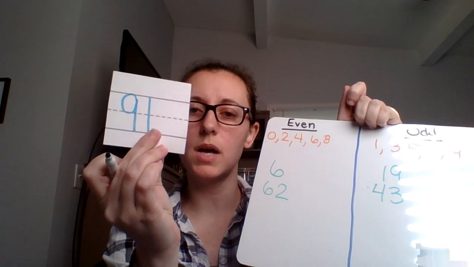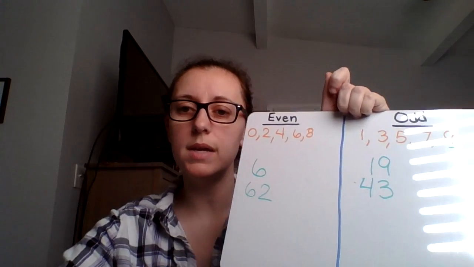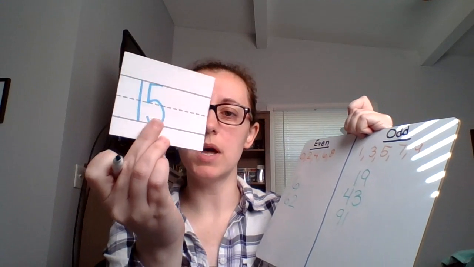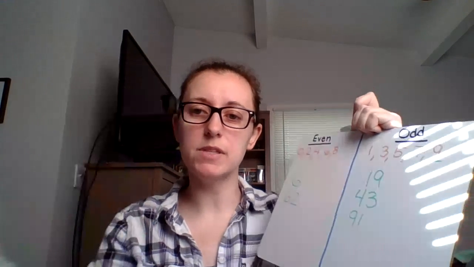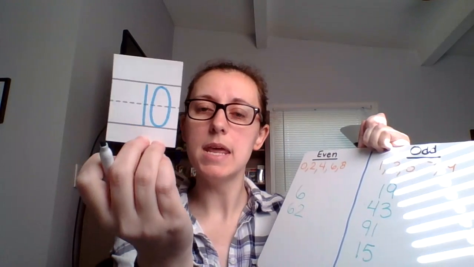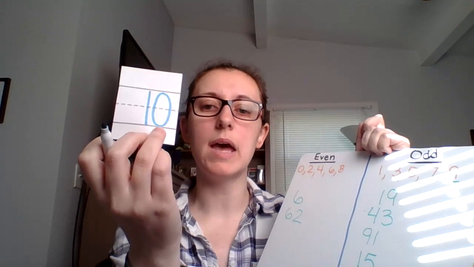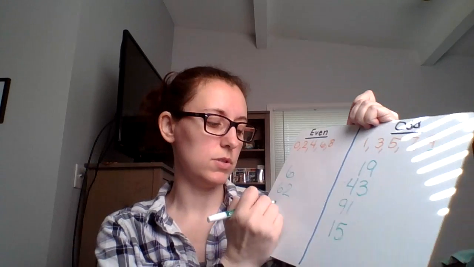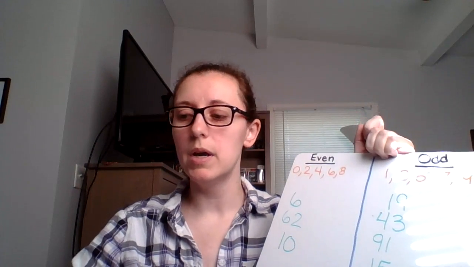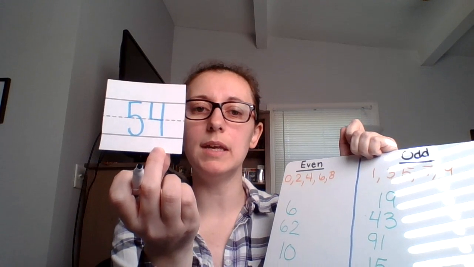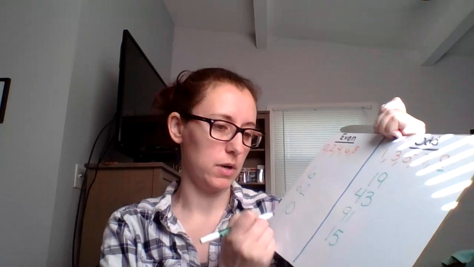91. We look at the ones column, which is the 1, and 1 is an odd number. 15. Looking at the ones, which is the 5. 5 is an odd number, so 15 is odd. 10. Again, remember we said that it ends in a 0. So 0 is even. So 10 is an even number. And the last one we're going to practice with is 54. 4 is an even number, so 54 is also an even number.